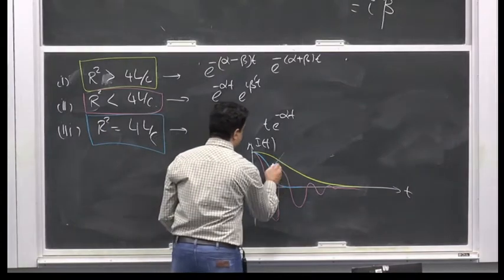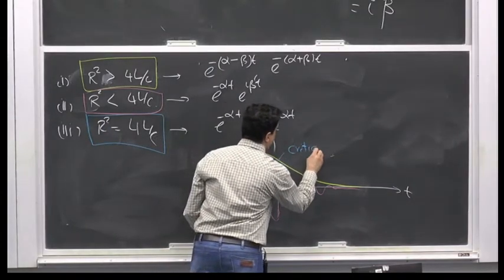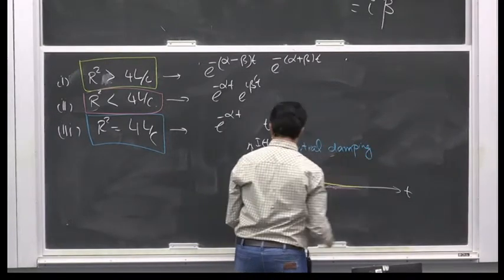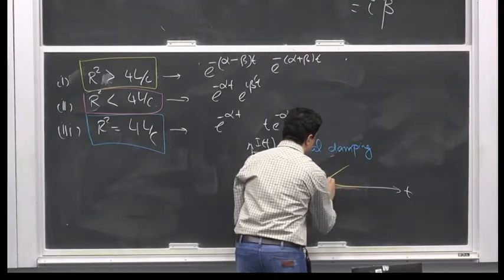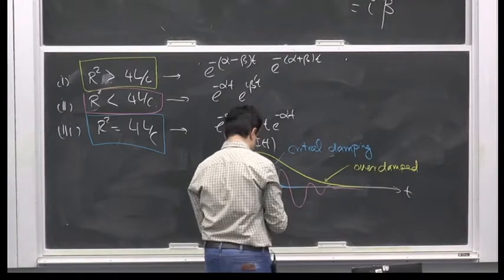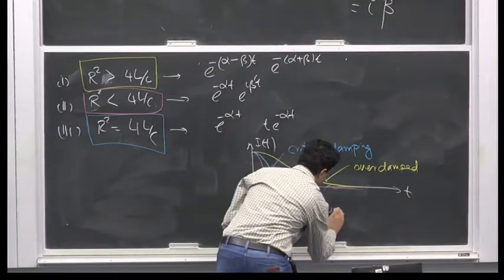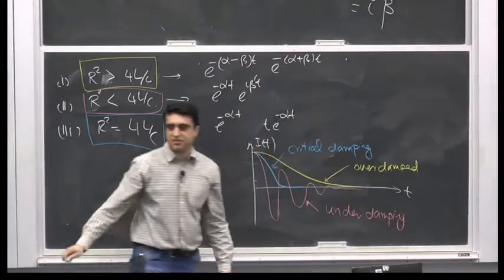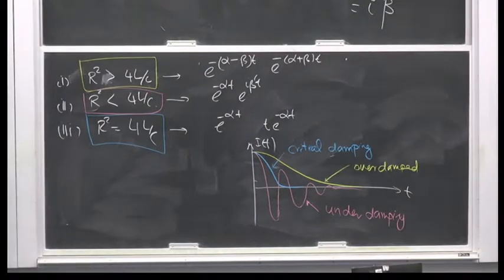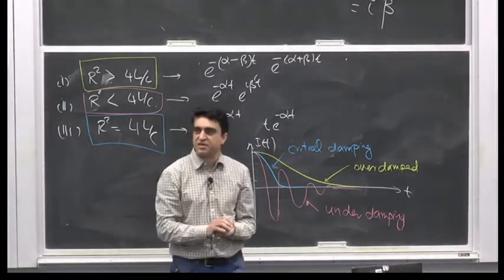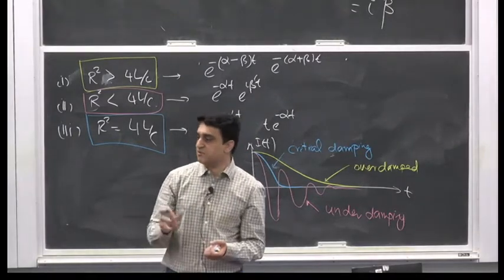So this thing is called critical damping. This thing is called the overdamped solution, and this one is called the underdamping solution. So what does damping do? It slows down oscillation or decreases oscillation. So if you have some damping, where is this damping coming from? It's coming from the resistance.